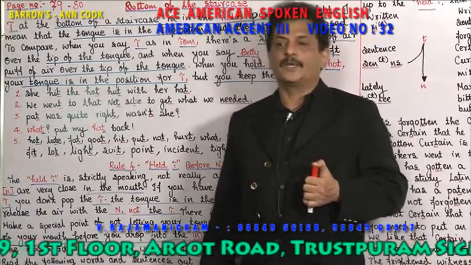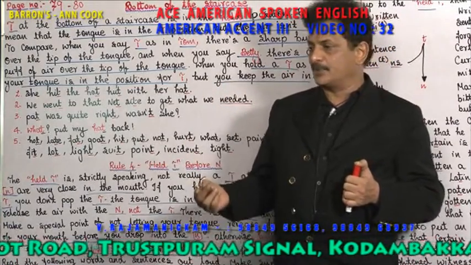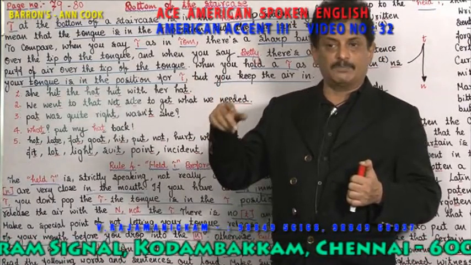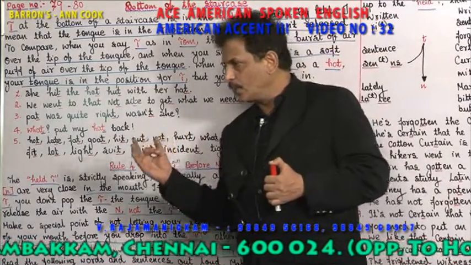And fourth, after T, if N comes, you have to immediately jump from T to N. Mountain, you don't say mountain. Curtain, certain, right. This is one other rule.